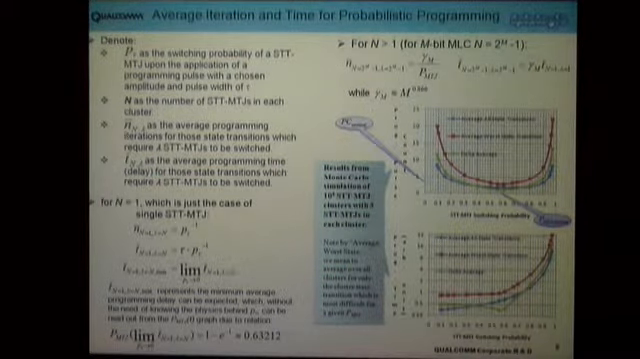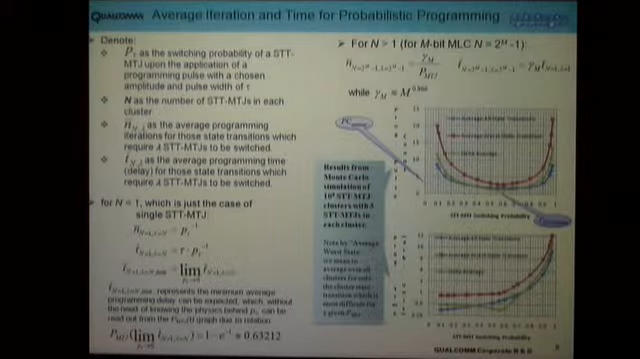And so now we want to find out, we just showed you a case where probabilistic programming can save time and power. And we want to find out how much power and time can be saved in general. And so to do that, we need to come up with analytical equations for an average programming iteration and average programming time. So we have derived the equations for the single STT-MTJ using probabilistic programming, for the average number of iterations for programming and the average programming time.